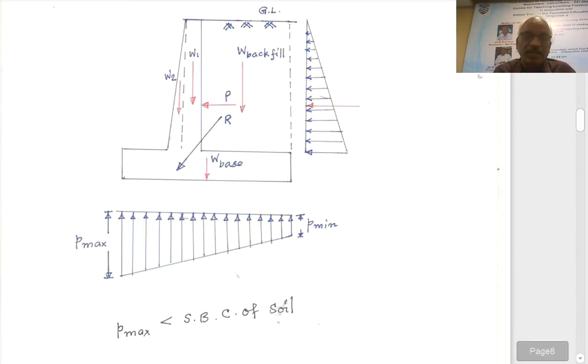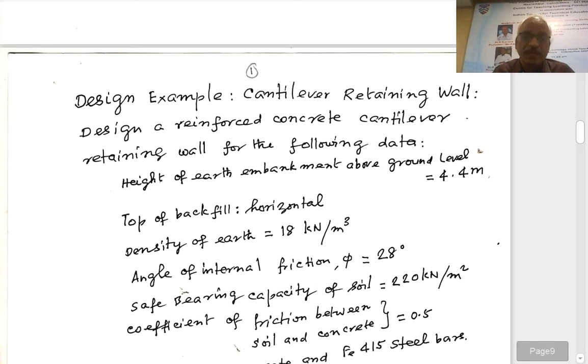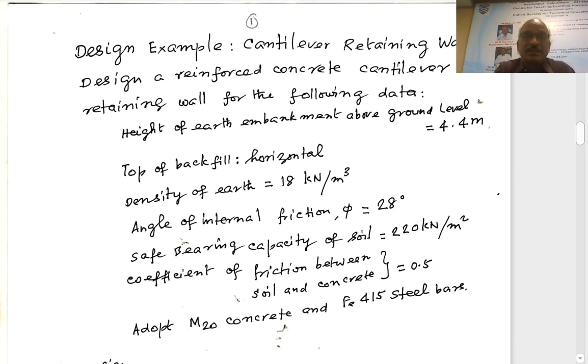So this is about the pressure calculation. The pressure calculation we are going to do in a numerical example subsequently. Therefore, this is only to summarize the earlier lecture, right? Now we will take up a numerical example, right?